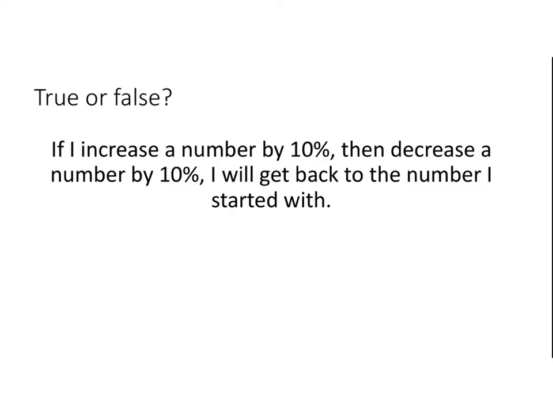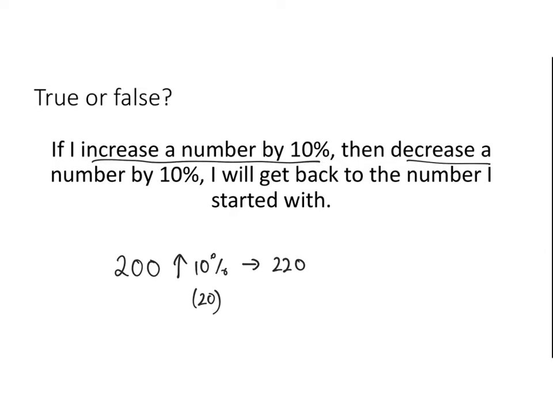Okay, so whatever you thought, what I'm going to do is I'm going to choose a number, doesn't matter what number I choose, let's say 200, and I'm going to try this out. So the first thing I'm going to do is increase it by 10%. 10% would be 20. If I'm increasing it, that would get me to 220. So that's that bit done. Then I'm going to decrease it by 10%.